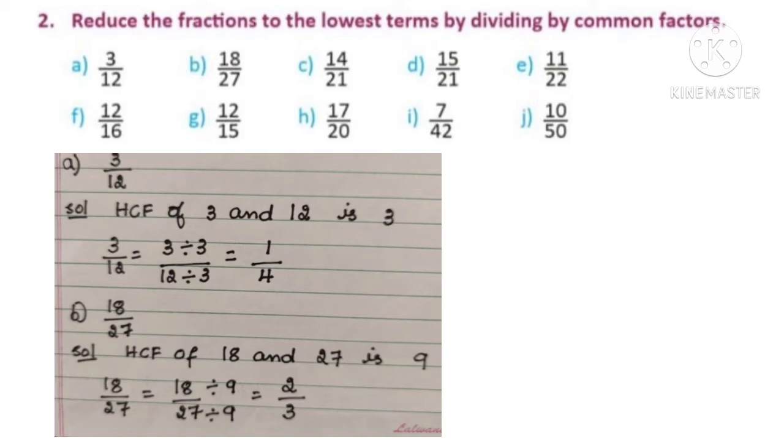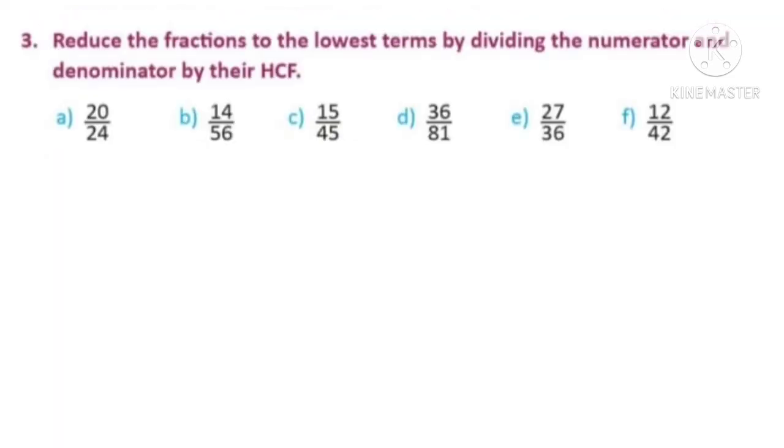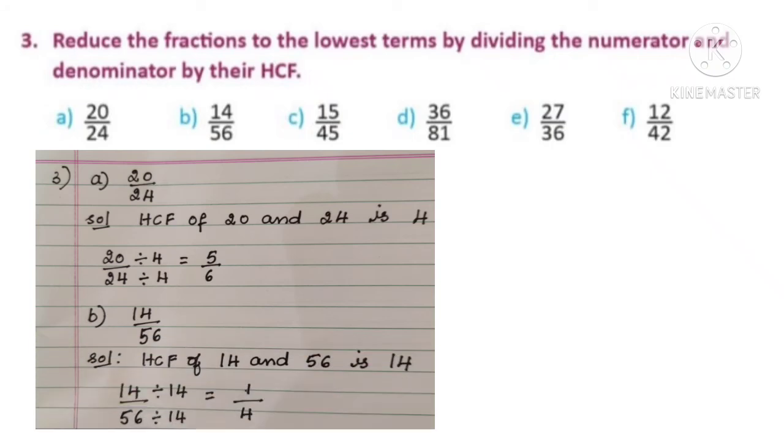B, the second one, 18 by 27. Find the HCF of 18 and 27, that is 9. Divide both the numerator and denominator by 9. We will get 2 by 3. Remaining sums, complete in your classwork book. Now third sum also, similarly, you can solve all the sums.